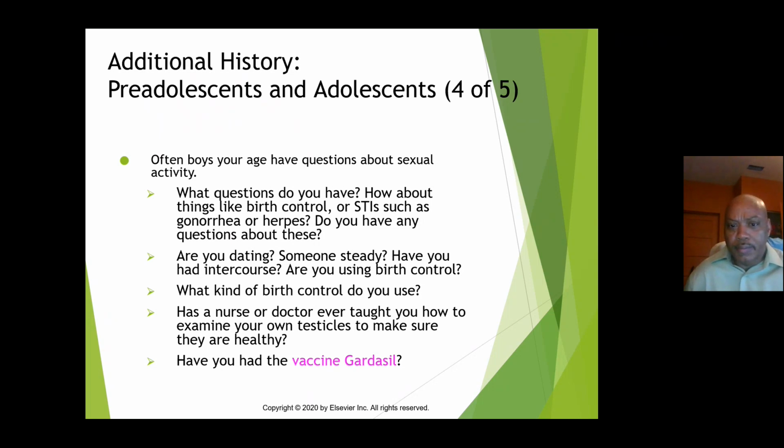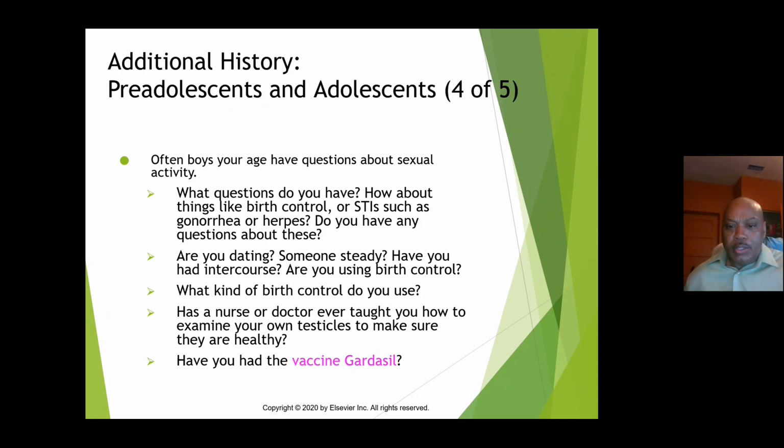Of course, since we're talking about boys and girls, well, technically for this one more boys, but for girls and boys, we want to be again a little more specific, I guess. Has a nurse or doctor ever taught you how to examine your own testicles to make sure that they're healthy? Because as you know, testicular cancer can be an issue. Perhaps not as much for this age, but it is possible.